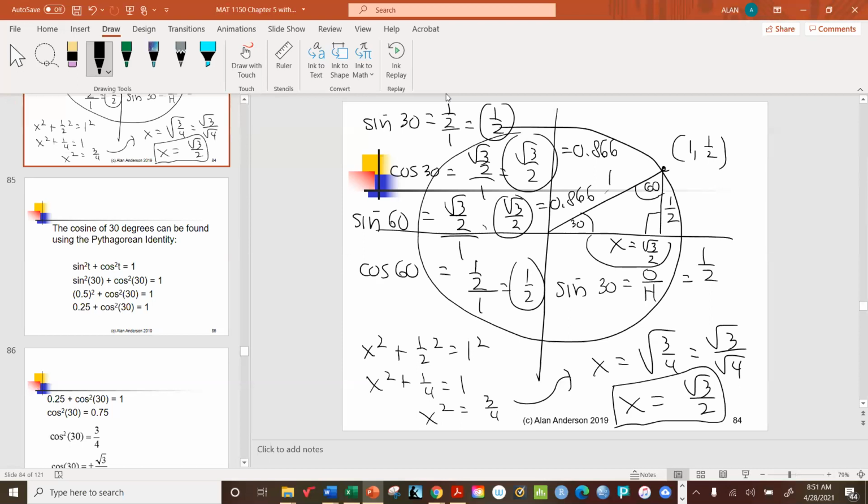So anyway, again, the whole point of all this was to explain the logic behind these results. Why is the sine of 30 1/2? Why is the sine of 60 radical 3 over 2? This is why right here.